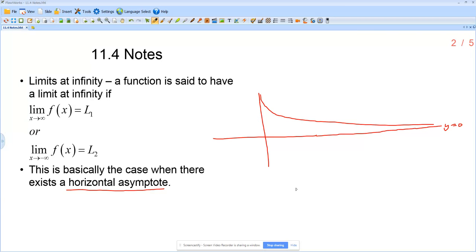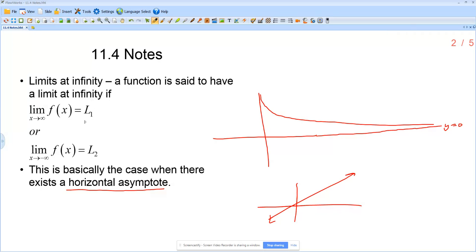Most graphs, you don't have that. If I talk about this function, as I move infinitely to the right along it, it's continuing to rise without bound towards infinity. So it's not equal to some finite number L.